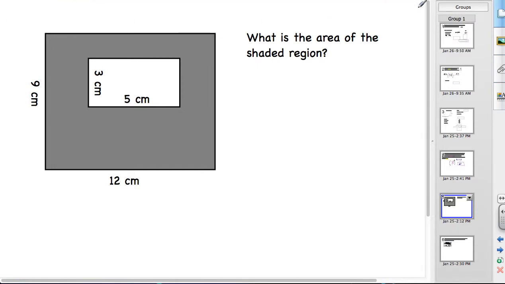The area of the large one, well, first of all, the shape is a rectangle. So in order to do that, we have to know the area formula for the rectangle, and we're going to do the large rectangle is equal to the base of the rectangle times the height of the rectangle. In this case, the base is 12 and the height is 9. So if we take 9 centimeters times 12 centimeters, we will get 108 centimeters squared, since this is area.